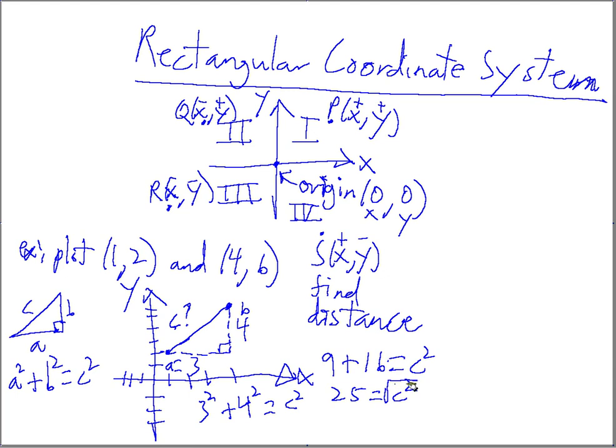Now if I take the square root of both sides to solve for C, we get 5 for the square root of 25, or 5 units. So the distance between (1, 2) and (4, 6) is going to be 5 units. To find the distance, we're going to use the Pythagorean equation. Now let's apply the same concept to 2 general points, but I'll put them both in the first quadrant for simplicity's sake. Let me go ahead and clear out the screen.